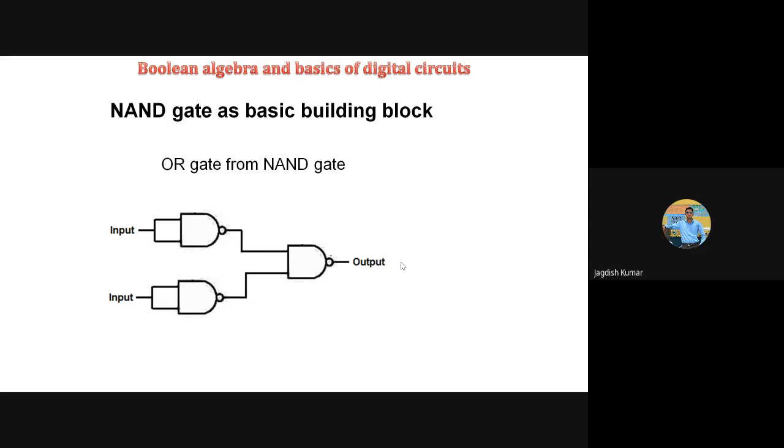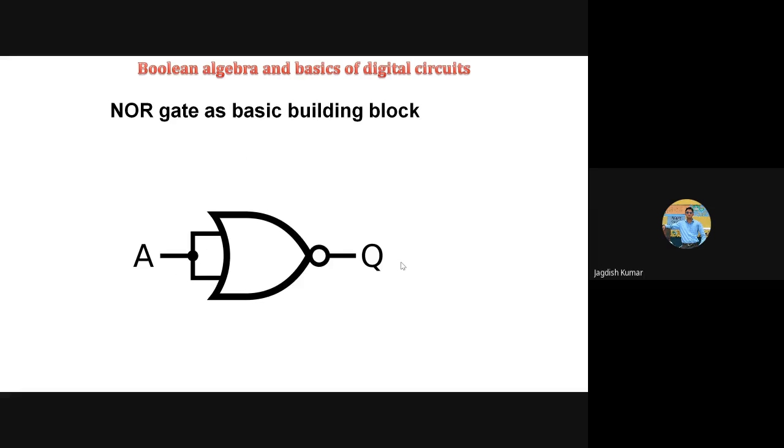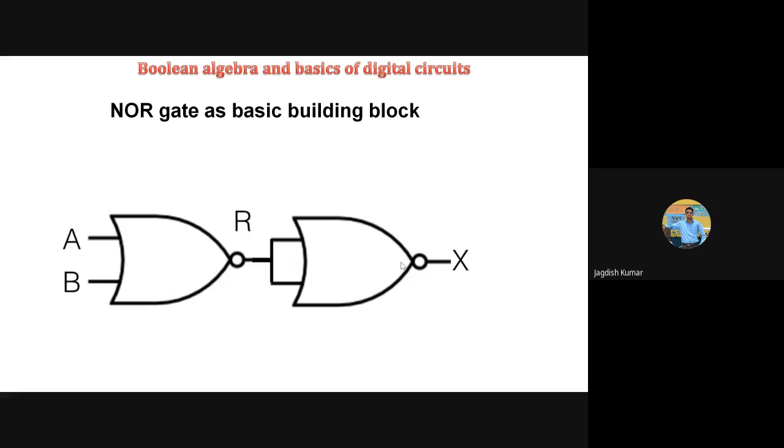Similarly, now let us see the NOR gate as a building block. Now suppose somebody says, no, we don't have a NAND gate, I only have a NOR gate. Then the NOR gate can also be used as a building block. So this is how a NOT gate can be obtained from a NOR gate. The operation is very simple. Let's not get much into that. Similarly, we can also get an OR gate from a NOR gate. Again, the operation is very straightforward. Let's not get into this.